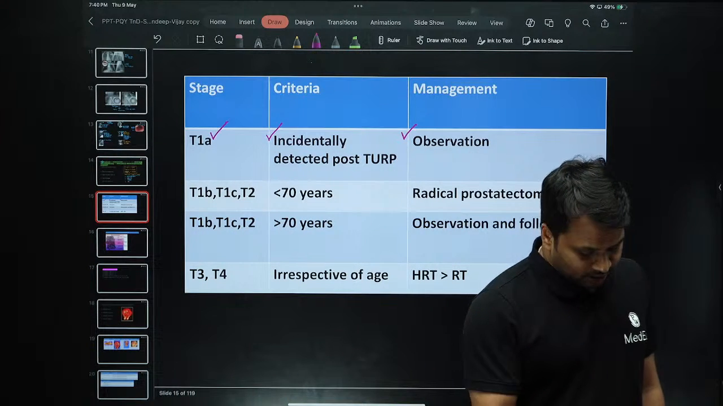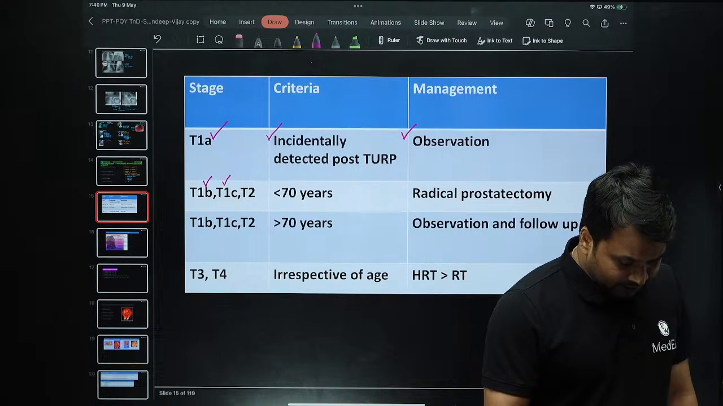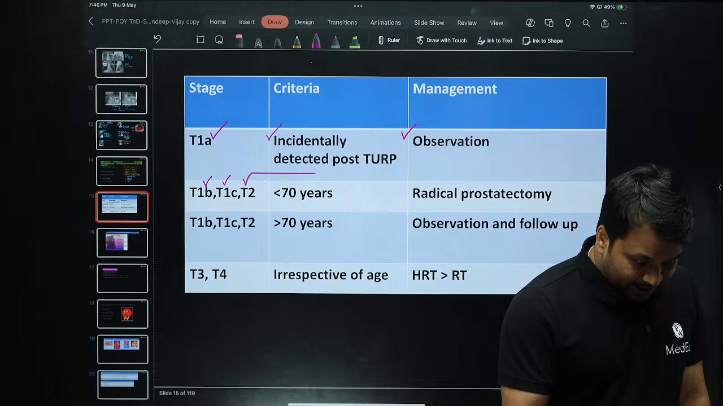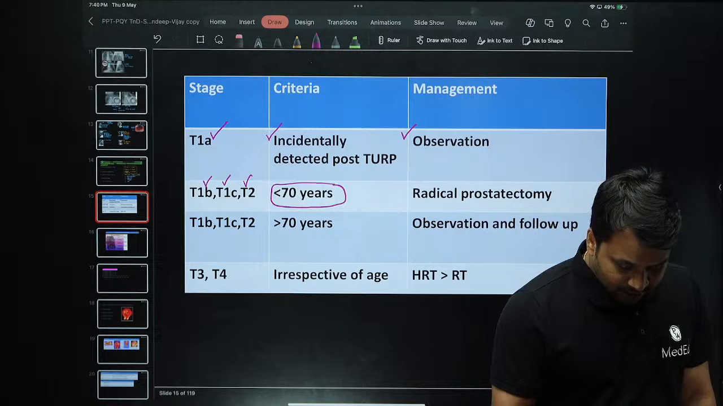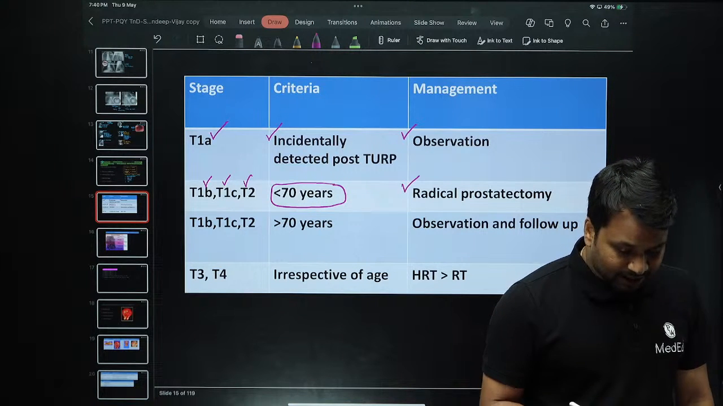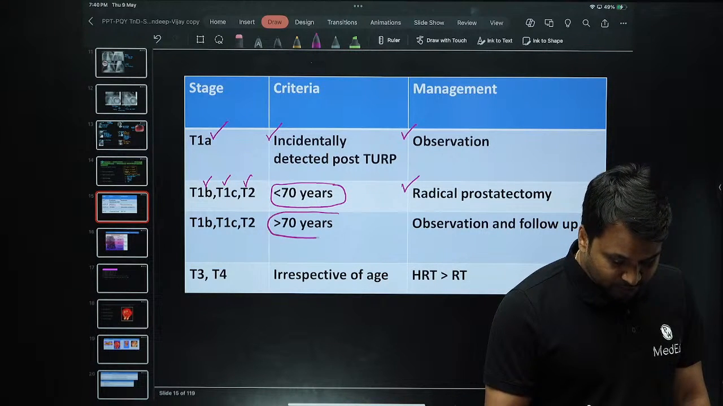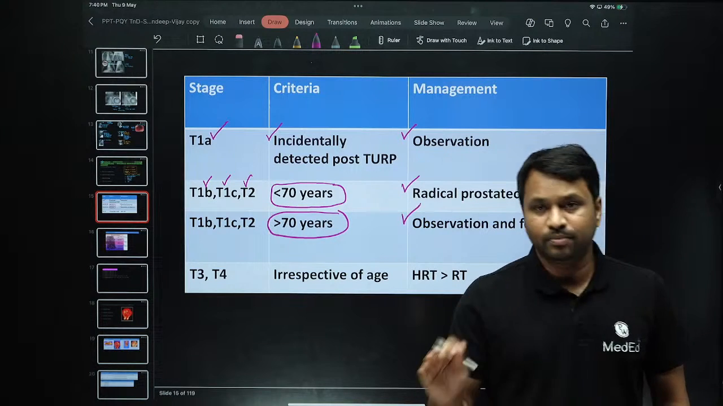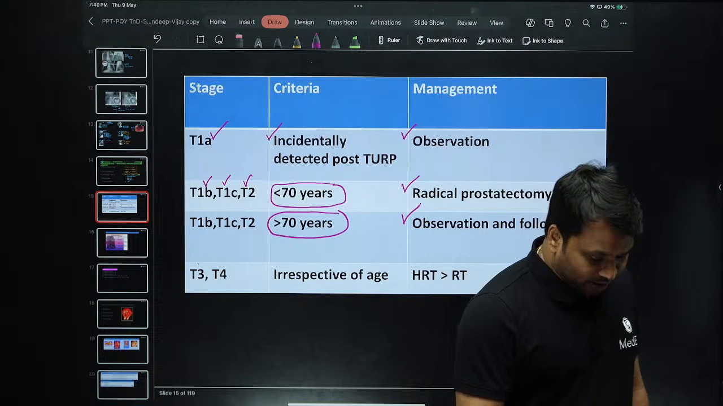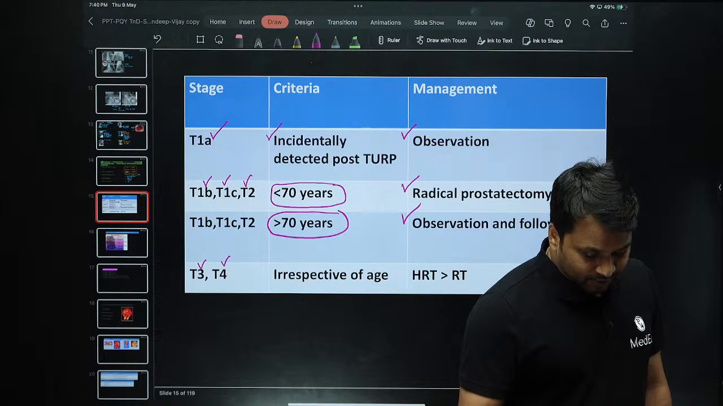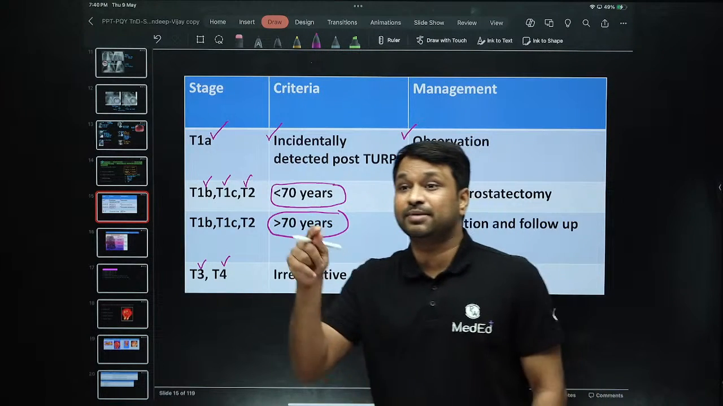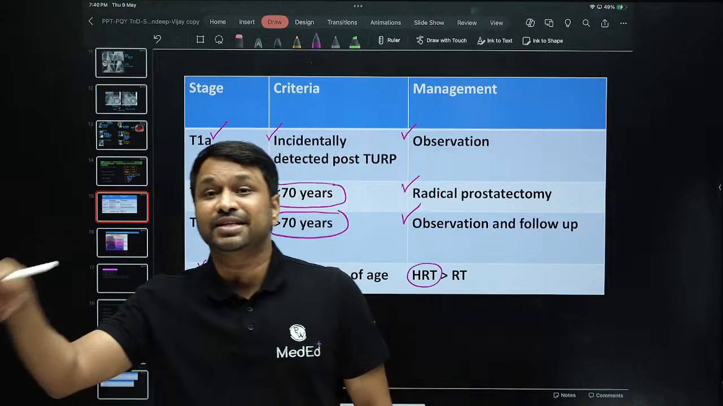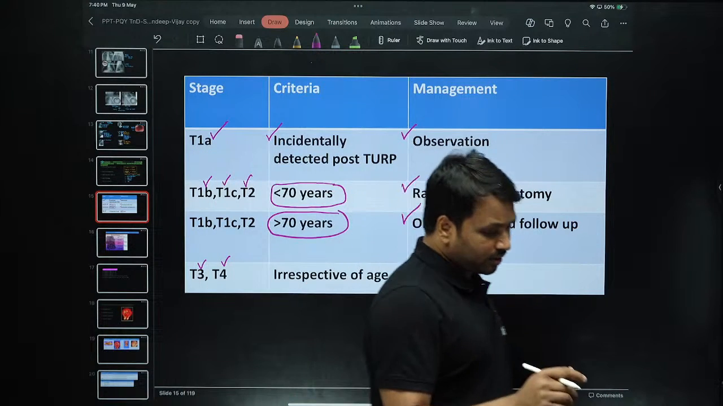Now, if the stage is T1B, T1C or T2, if the age is less than 70 years, then I will go with surgery, that is radical prostatectomy. But if age is more than 70, I'll go with observation and follow-up. If it's a T3 or a T4 disease, irrespective of the age, I will prefer hormonal therapy over radiotherapy if the receptor status is positive. If it is negative, then you have to go with radiotherapy.